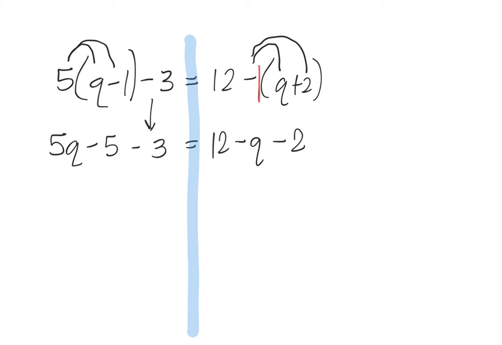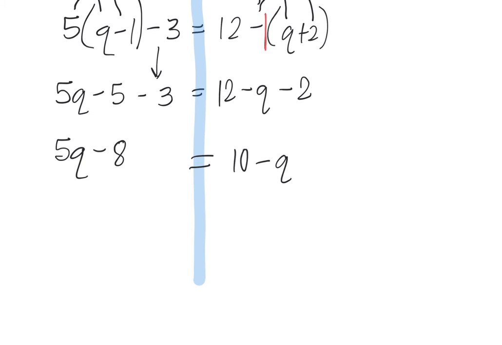And on that left side, you have a 5q minus 5 minus 3. I can combine the minus 5 and the minus 3, and that is negative 8 when you combine it. And then on the right side, the positive 12 and the minus 2, that's 10 if you combine it, and then you got your minus q. So now each side is simplified, and I'm ready to start moving things over.